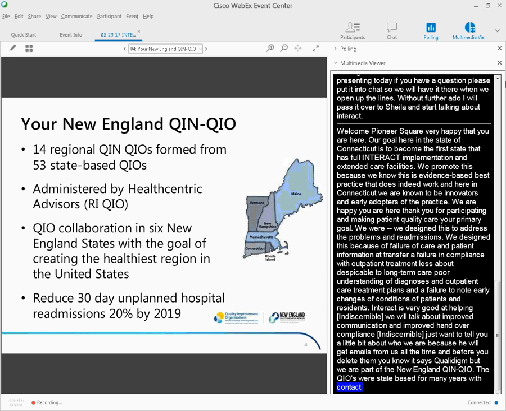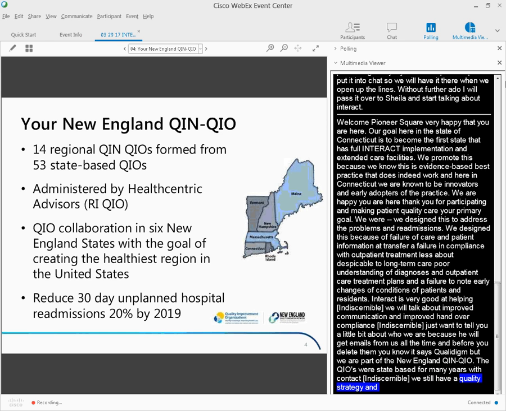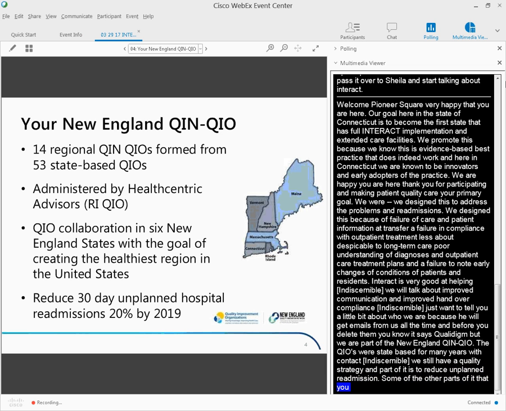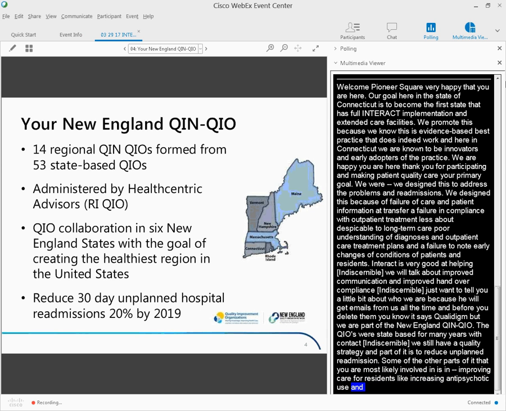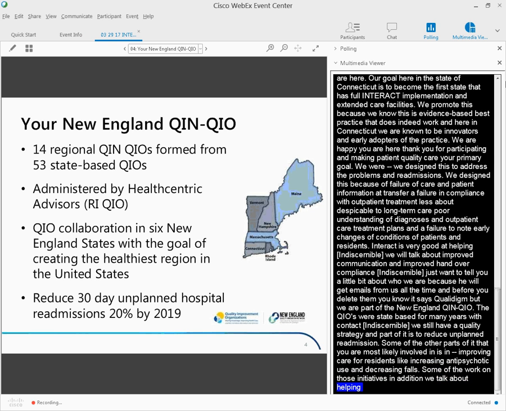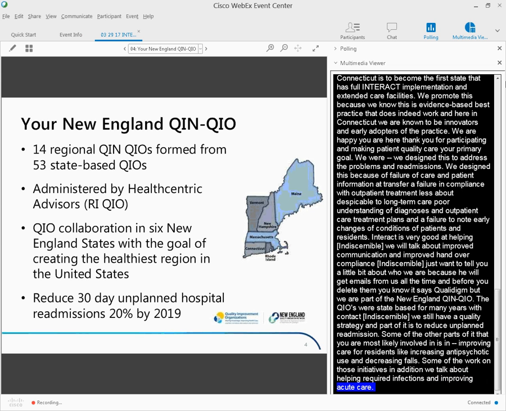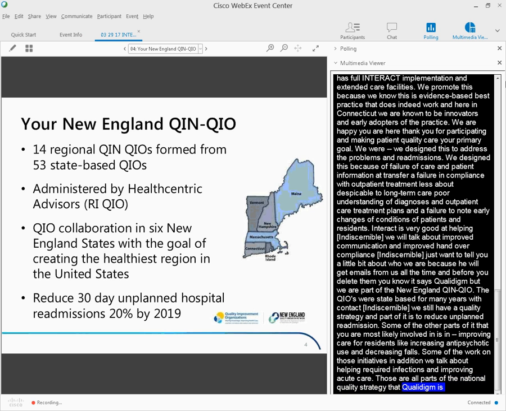And part of that strategy is to reduce 30-day unplanned readmissions. Some of the others that you're most likely involved in are improving care for long-term residents by decreasing antipsychotic use, decreasing pressure ulcers and falls. Some of you work with Florence on those initiatives. In addition, we talk about reducing healthcare-acquired infections and improving acute care. So those are all parts of the National Quality Strategy that Qualidigm, as a member of the New England QIN-QIO, works to help providers in Connecticut achieve. So we are part of that.